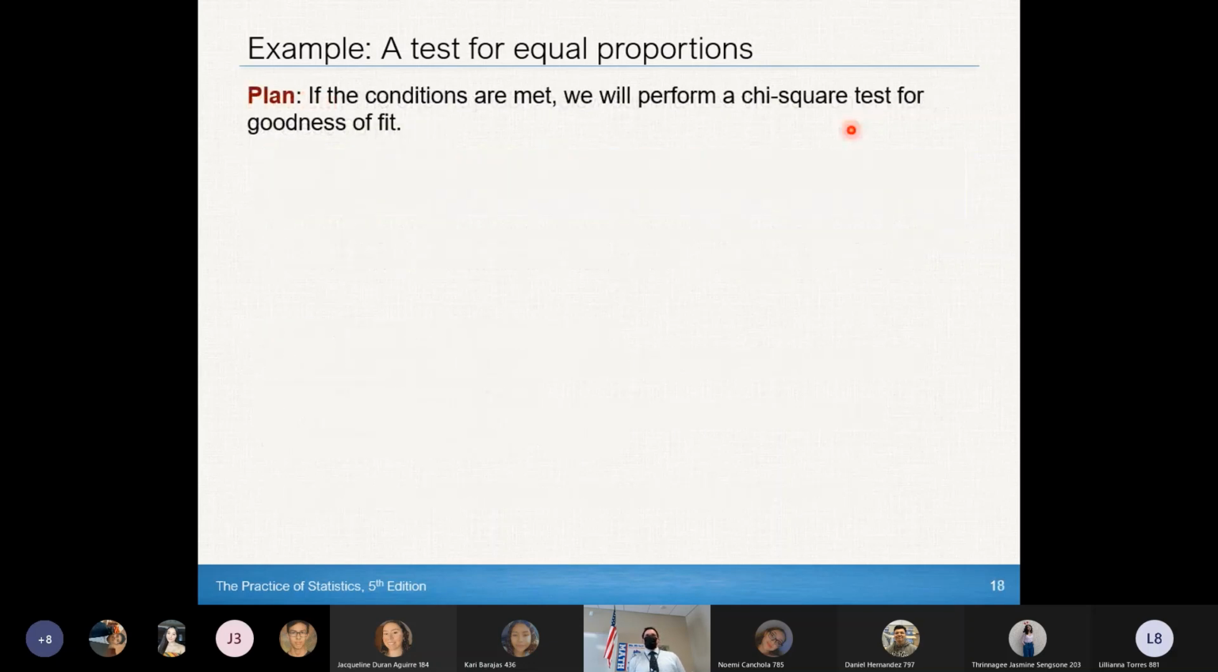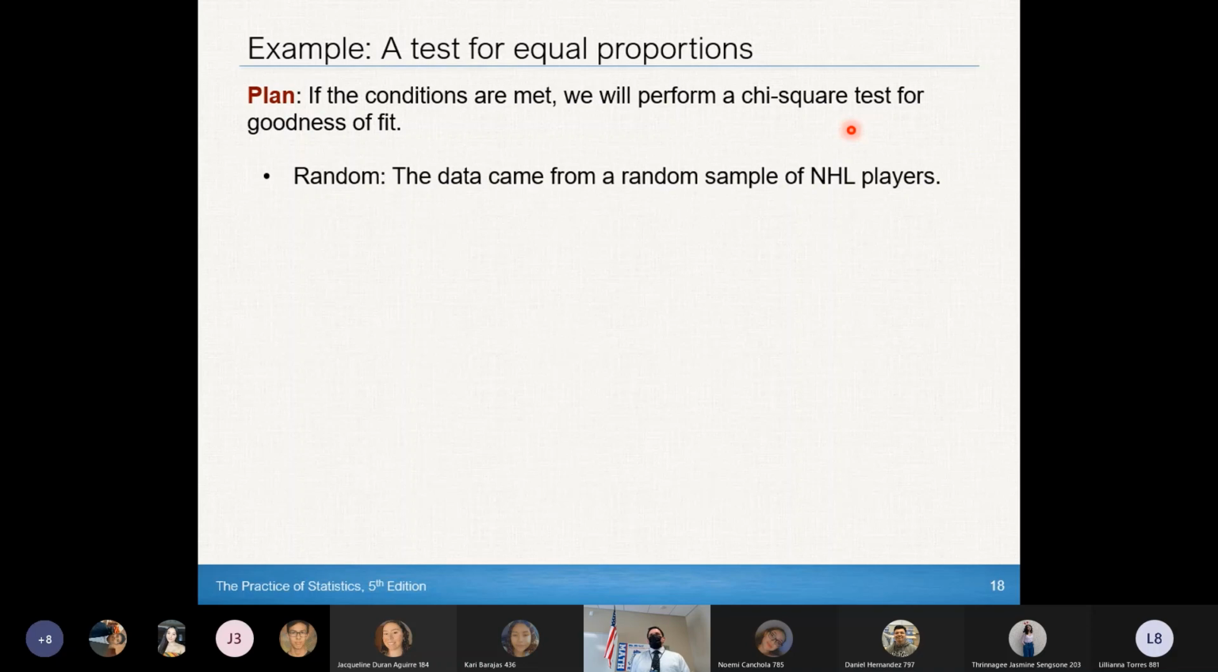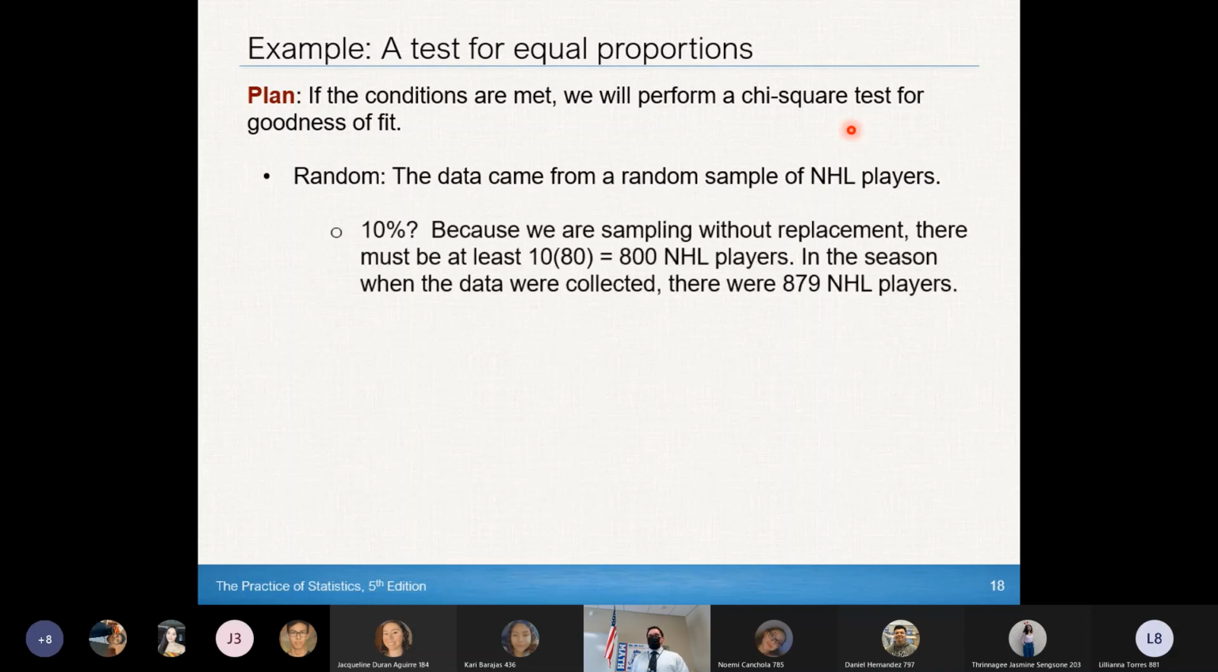Next, step 2, we need to plan. If the conditions are met, we'll perform a chi-square test for goodness of fit. Random: the data come from a random sample of NHL players. We were told that in the context. 10%: because we are sampling without replacement, there must be at least 10 times 80 equaling 800 NHL players. In the season when the data were collected, there were 879 NHL players, so we're good to go.